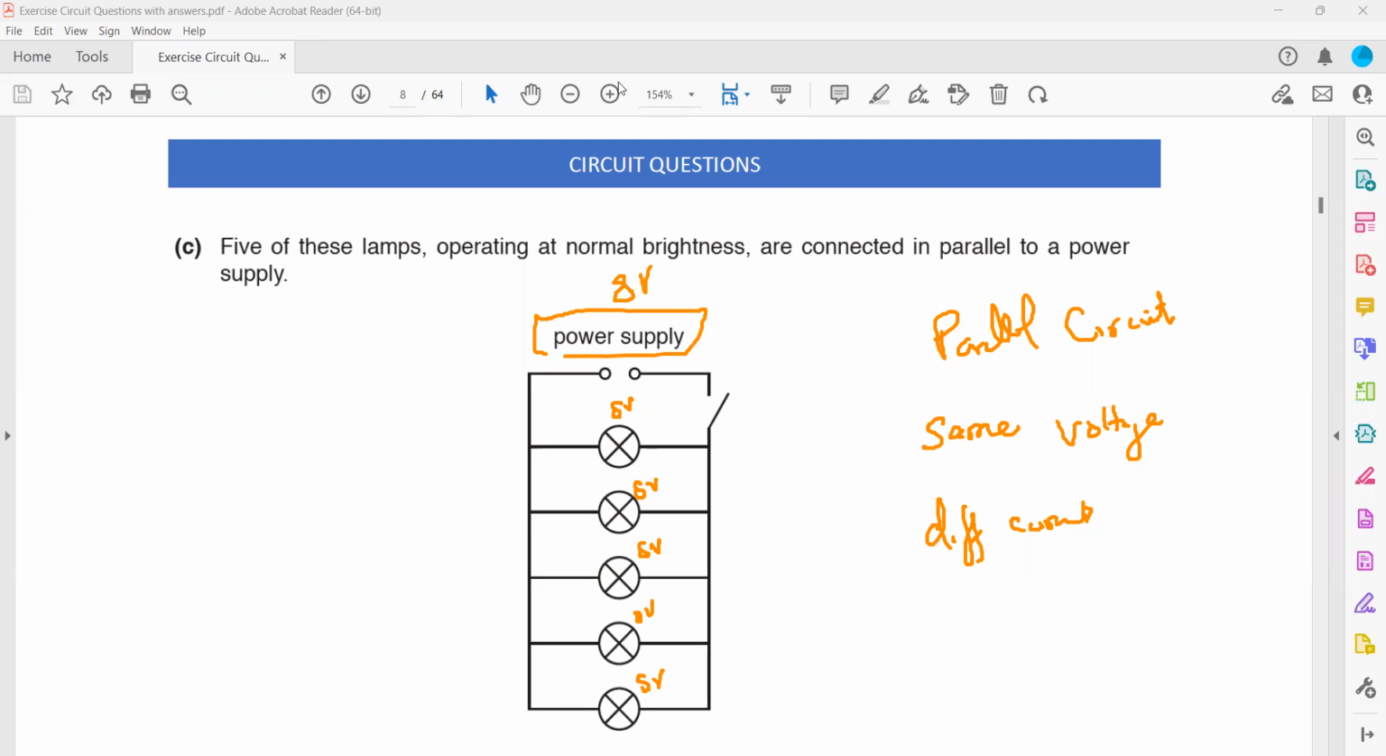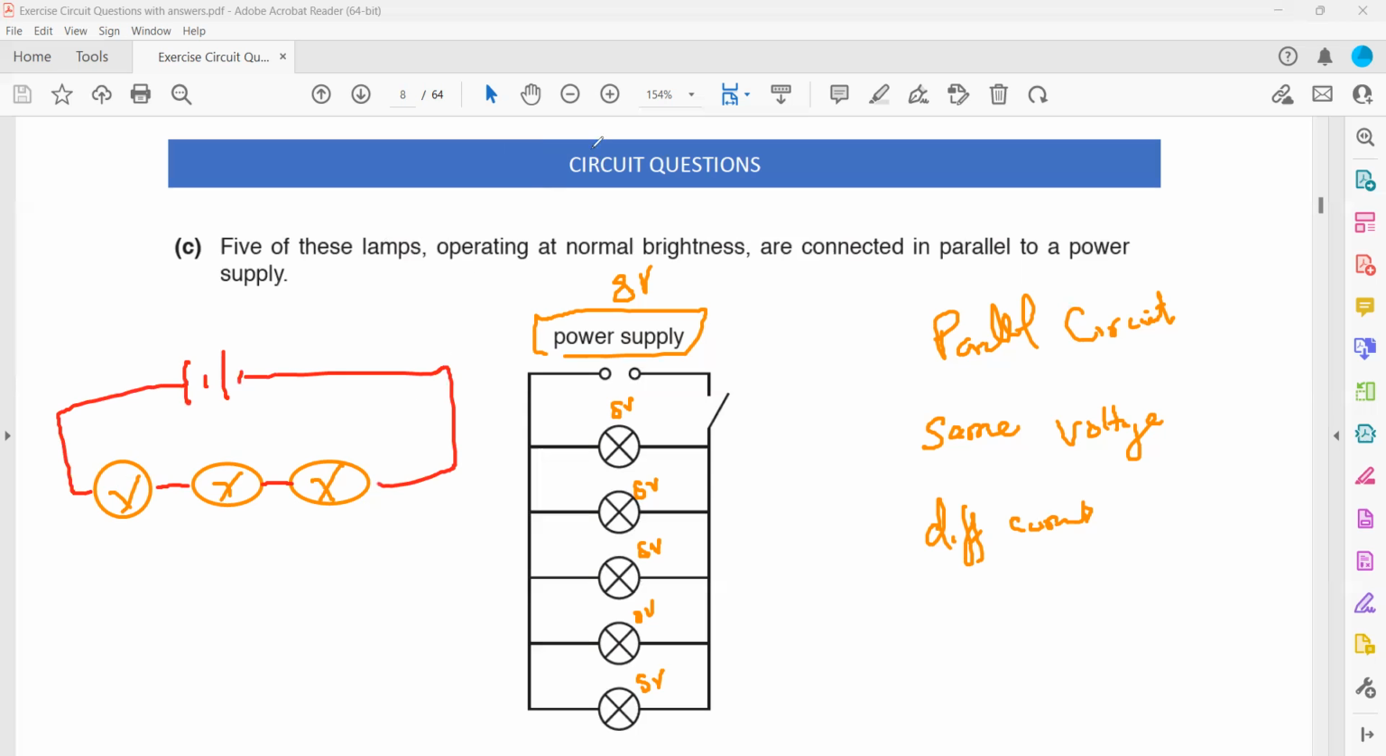And what if they were in series? For example, if there were 3 lamps connected in series and each was receiving 8 volts. So this is 8, this is 8, this one is 8. Now in that case, what will be the EMF of the supply? It will be 8 plus 8 plus 8, which equals 24.